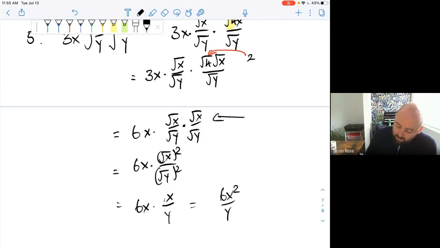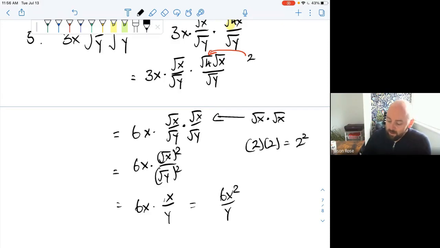This here, root x times root x. Let's say you had 2 times 2. That would be the same as 2 squared, right? Root x by root x is root x squared. Okay. Likewise for the root y. Is that cleared up, Evan?